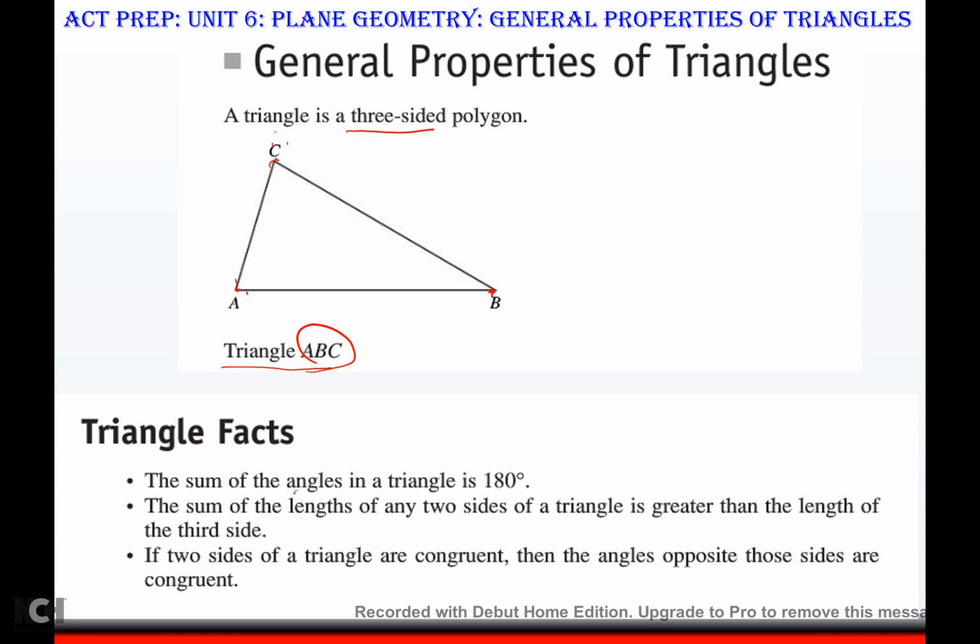The sum of the angles in a triangle is 180, which means angle A plus angle B plus angle C, if I add these up, they have to add up to 180. No more, no less.